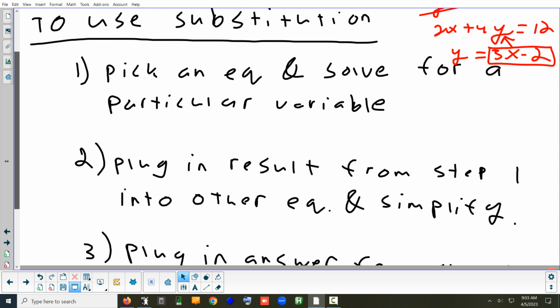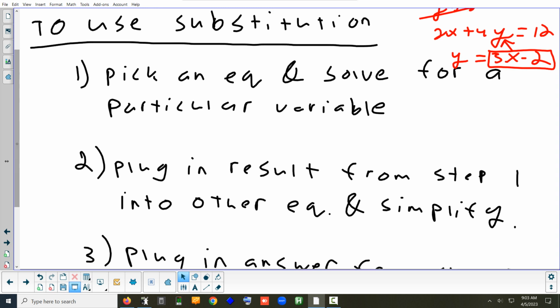Once you do that, you're going to know the answer for one of your variables. Which variable you know is going to depend on which one you solved for. It depends on how you did it. Now, what do you do? In this case, you're going to know the x variable.